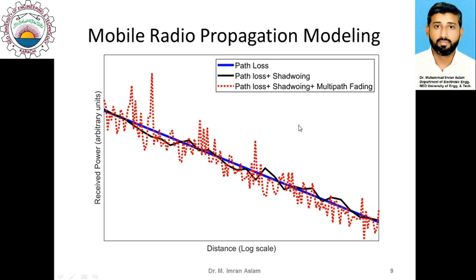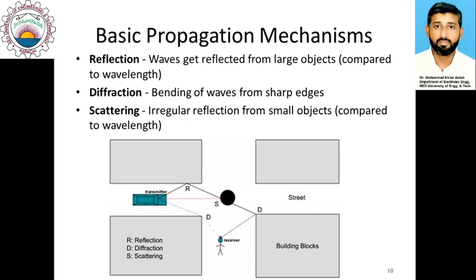Okay, we now start our discussion regarding the basic propagation mechanisms that we encounter in wireless propagation. When a signal goes through a wireless environment, it gets affected in three different ways. First one is reflection. Whenever a wave hits an object that is large compared to the wavelength, it reflects back to the original medium. For example, if a signal is transmitted from this vehicle, it gets reflected from this wall and goes back into the medium.